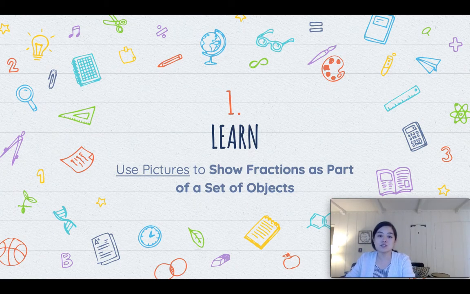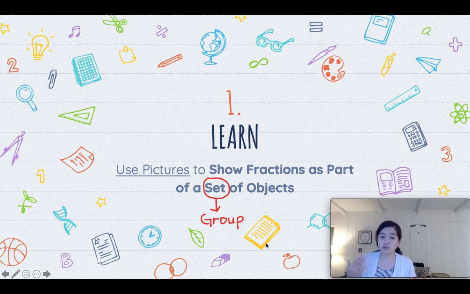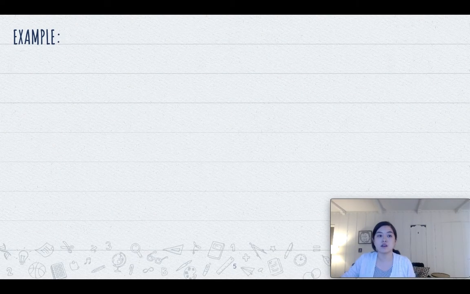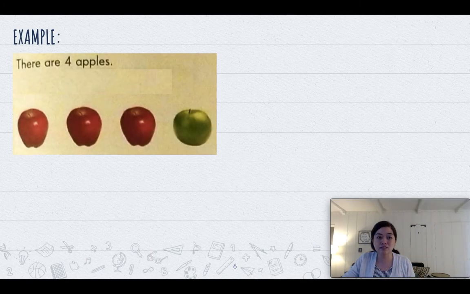All right, so we're going to use pictures to show fractions as part of a set of objects. Now, this word set is another word for group. Okay, let's look at this example.